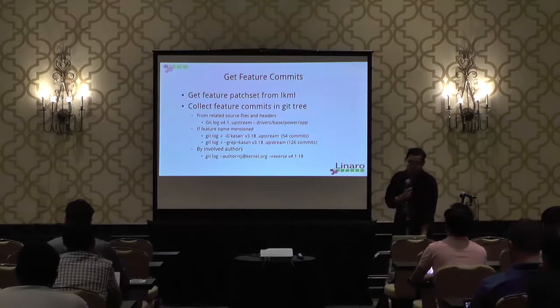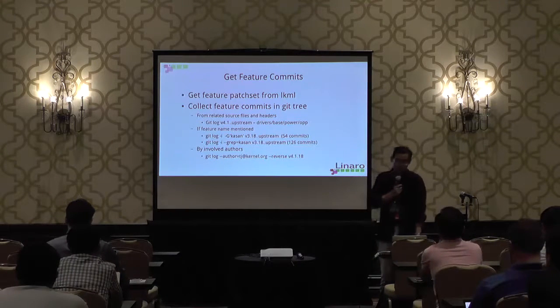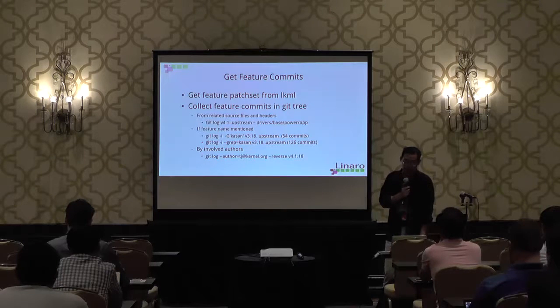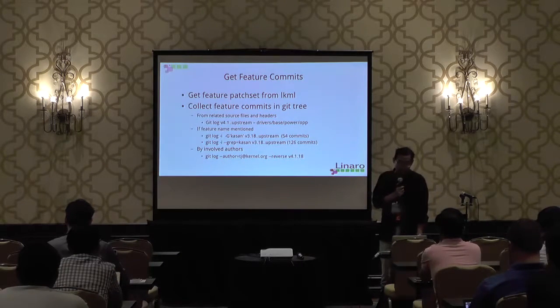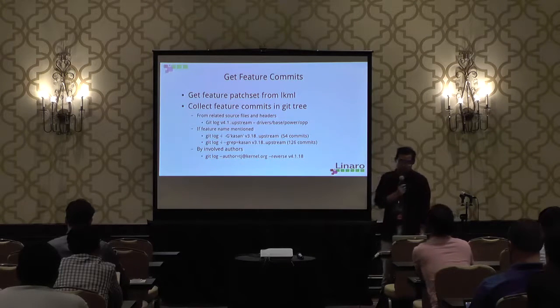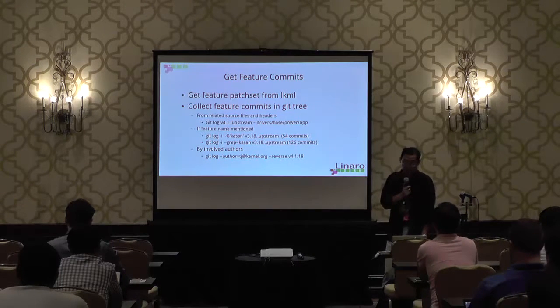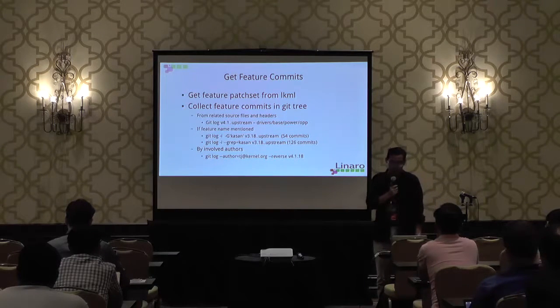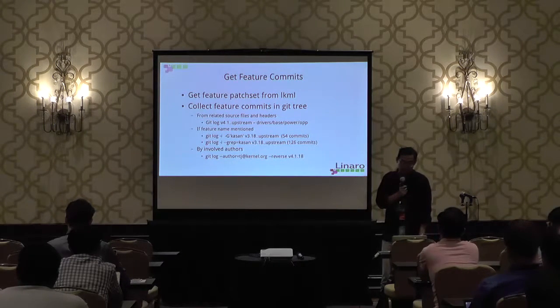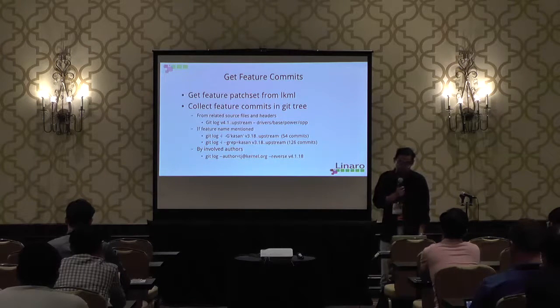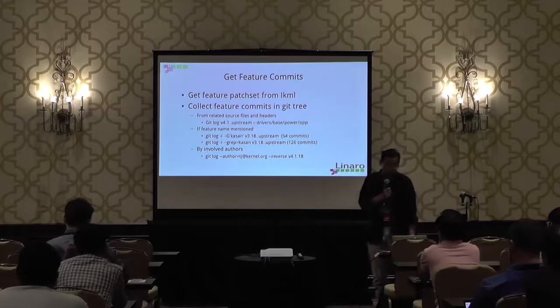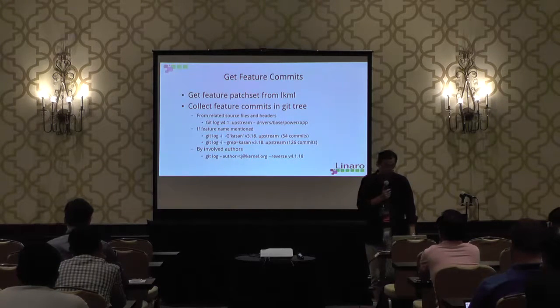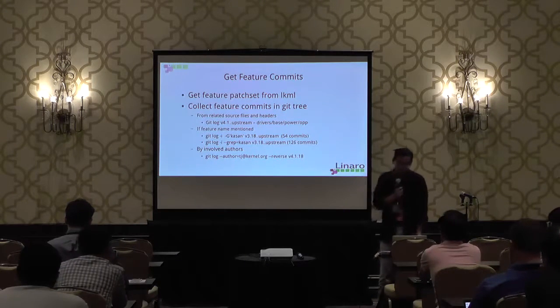So after you decide your feature version, you need to collect the candidate commits. Usually, you can get direct feature patch sets from LKML. For other related commits, a good way is to check the kernel source tree. Here are three ways to collect related commits in the Git tree.